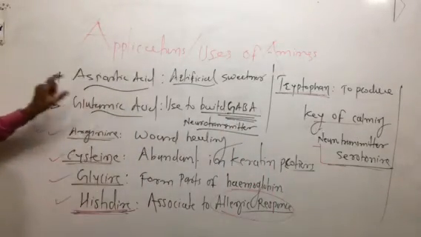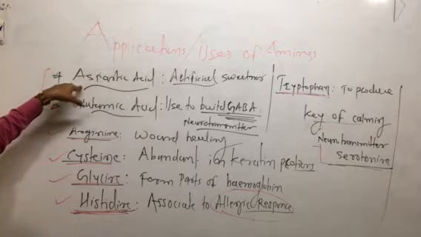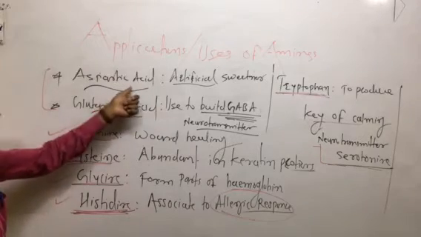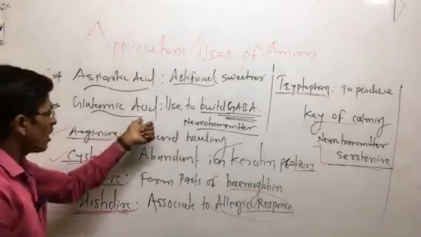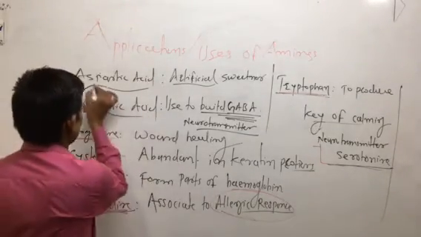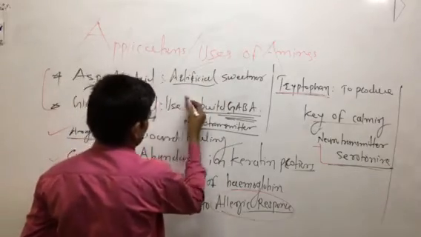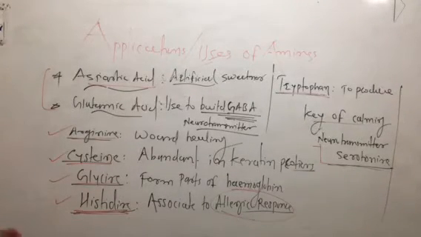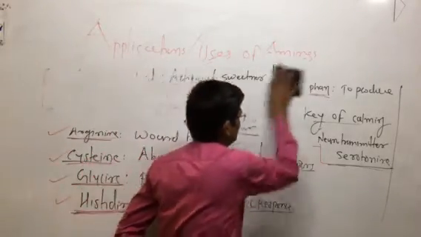Next, two amino acids containing nitrogen as organic compounds: aspartic acid, an acidic amino acid, and glutamic acid, also an acidic amino acid. Aspartic acid is used as an artificial sweetener, and glutamic acid is used to build the GABA neurotransmitter. These are some applications of nitrogen-containing compounds.